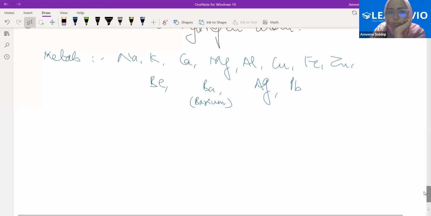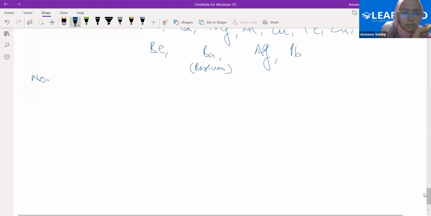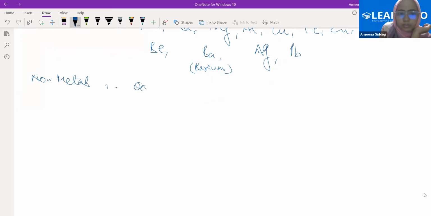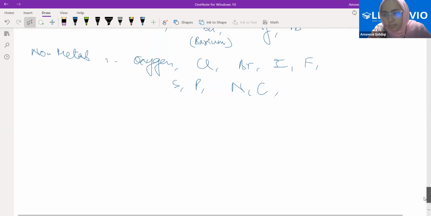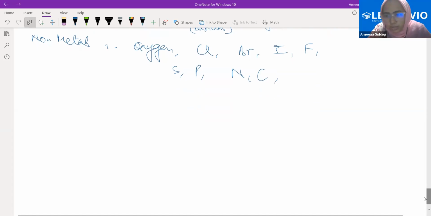Then quickly some non-metals, beta. Most commonly used non-metals: oxygen, chlorine, bromine, iodine, fluorine, phosphorus, sulfur, nitrogen, carbon. Hydrogen actually can be considered both as a metal and a non-metal, but just don't write it here, because in the steps to balance the equation we have the last step for hydrogen only.